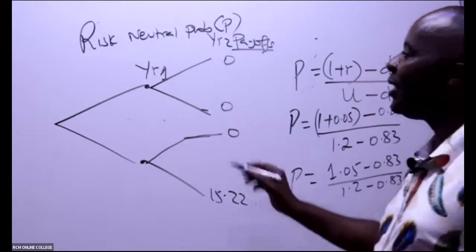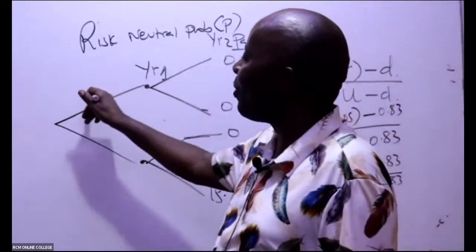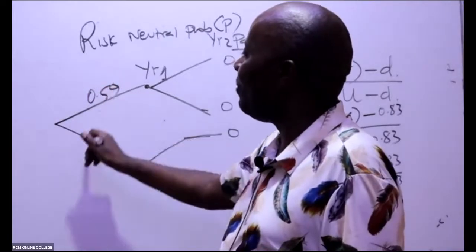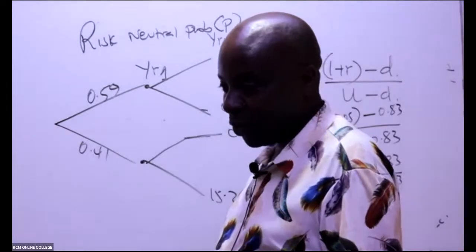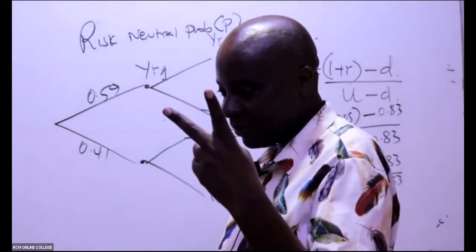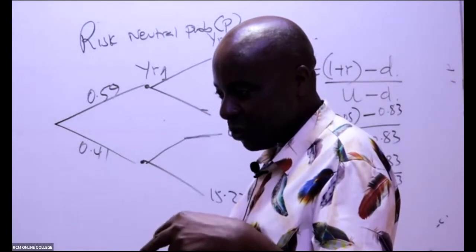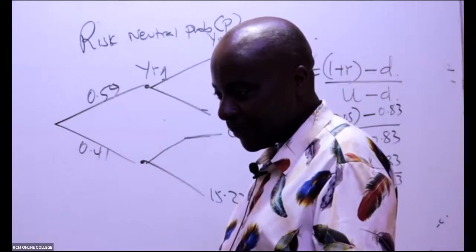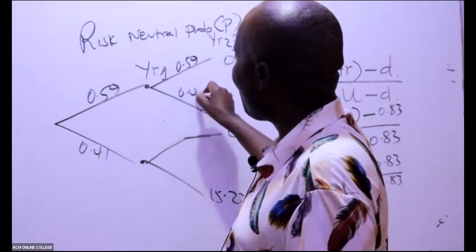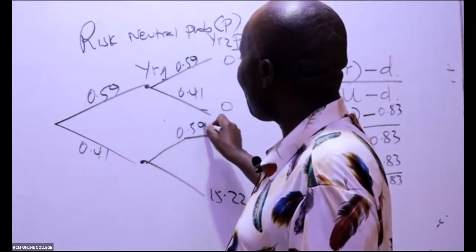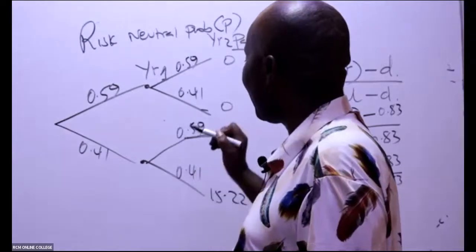So we are getting this risk-neutral probability is 0.59, meaning that this other one here will be 0.41, because it's binomial. So the same you apply here. 0.59, 0.41, like that.